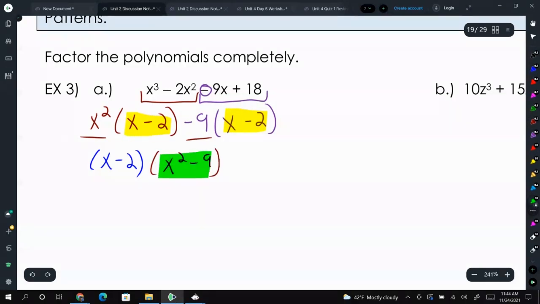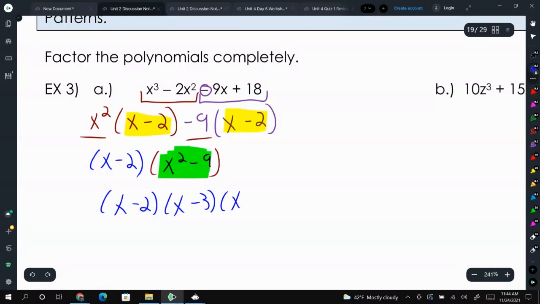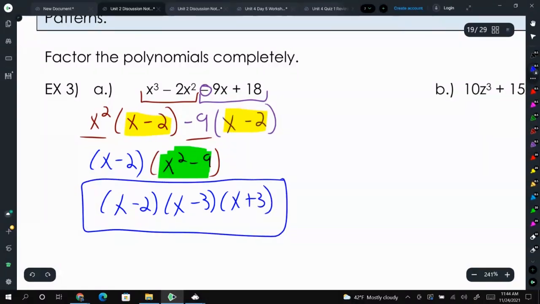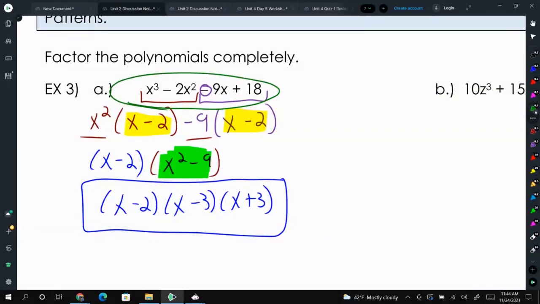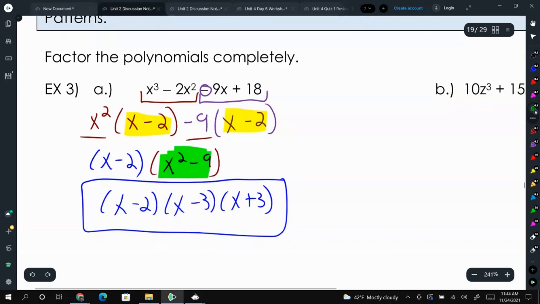Now we're not done. This is a difference of squares like we had at the beginning of the lesson. So my final answer is going to be x minus 2 times x minus 3 times x plus 3. And now we have our factored form. And this would be useful if I asked you to graph this polynomial function. We've never really talked about that, but now that we can factor that, we've talked about how to graph this with no problem.